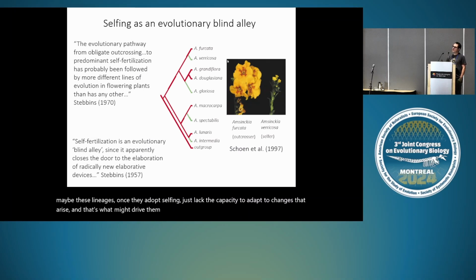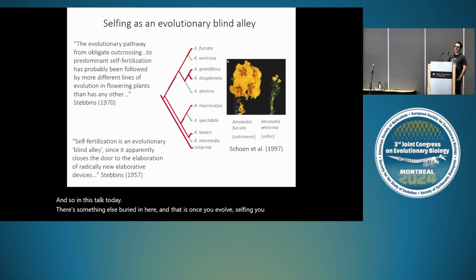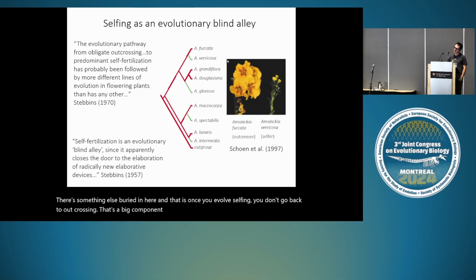And so in this talk today, there's something else buried in here, and that is once you evolve selfing, you don't go back to outcrossing. That's a big component of this hypothesis. And so I want to test here, or we want to test here, whether or not selfers lack the genetic capacity to re-evolve outcrossing morphologies.